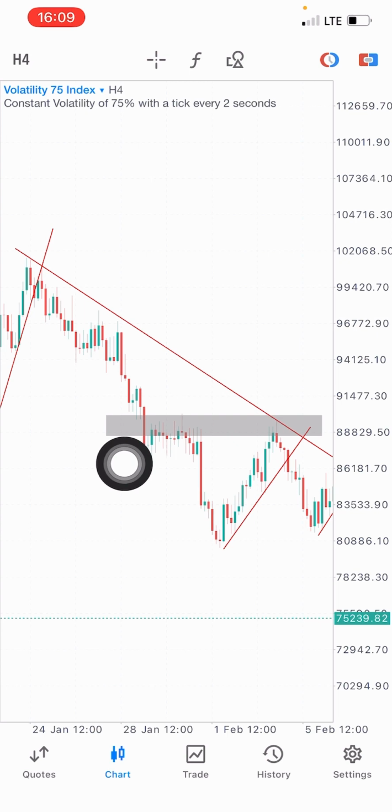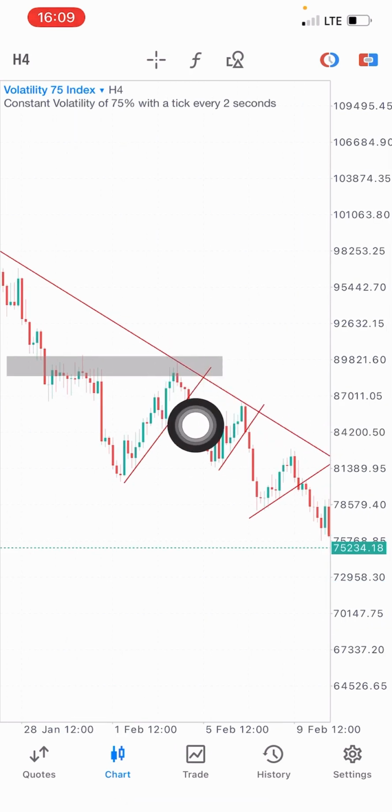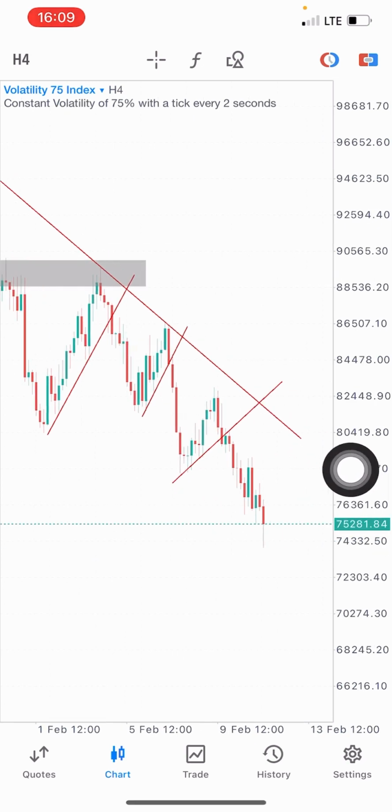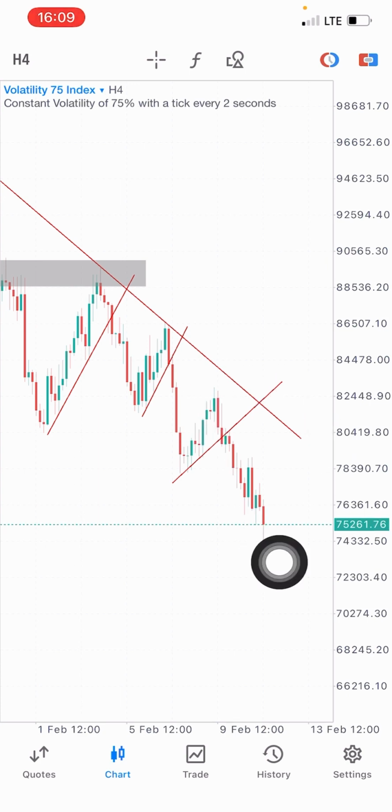It broke below this support, came up again, found resistance around this area, and as you can see, it broke below our counter trend line here. It went up again and broke below our counter trend line. So I followed it down to this area, and now again I'm going to be looking for another trade setup.